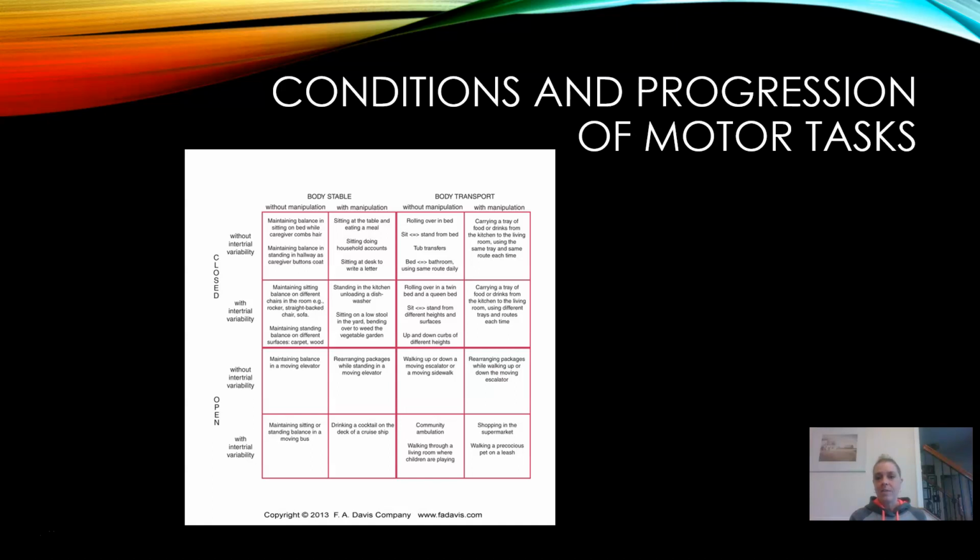We are now doing body transport. We're walking, we're moving, we're dynamic. And there is upper extremity manipulation. Again, we're carrying a tray with food and drink, so we need to keep that balanced. So definitely familiarize yourself with this chart, sort of understand what these different examples mean. And if you have any questions, let me know.